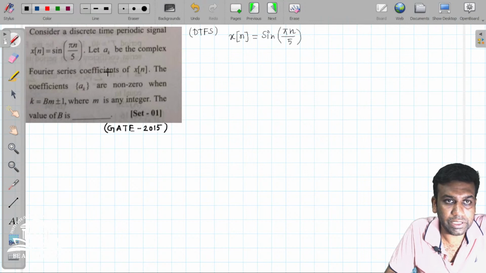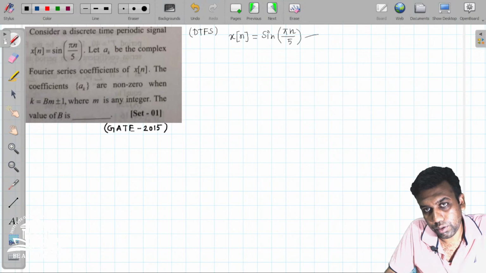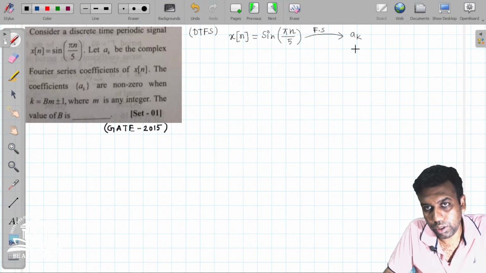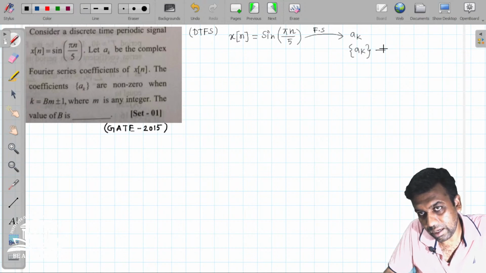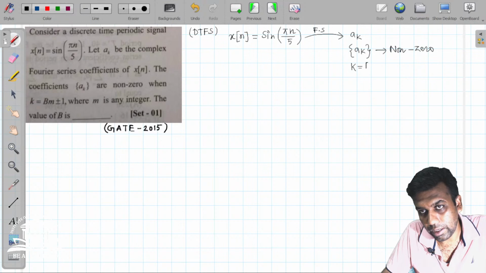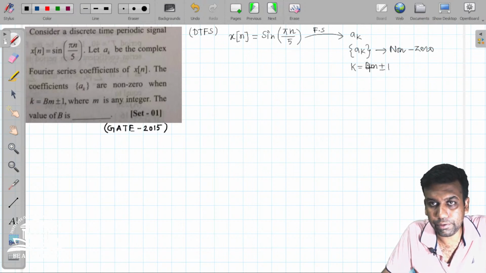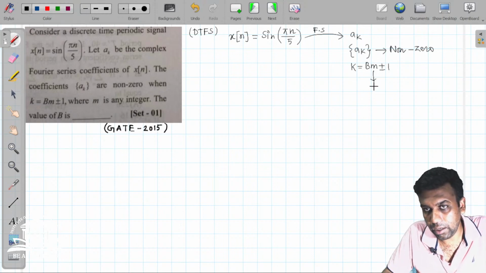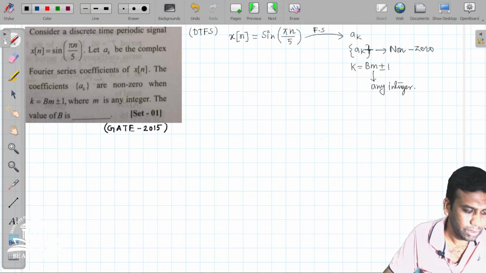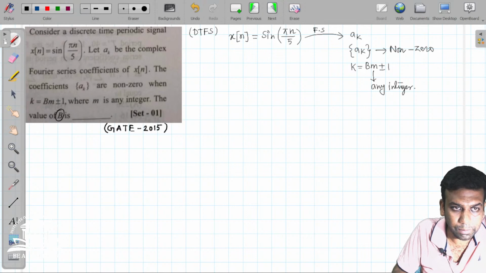Let AK be the complex Fourier series coefficient of xn. So this has a Fourier series coefficient, which has AK value. It has been told that the AK values are non-zero, and the K value is given as Bm plus minus 1, where m is any integer. Then AK will be a non-zero coefficient. So if AK is non-zero, we have to find the value of B.